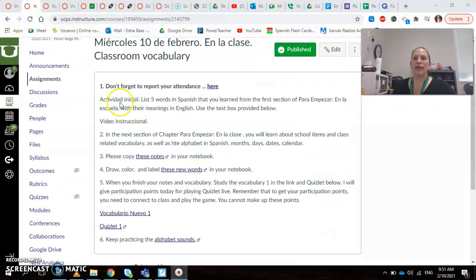Okay, for your actividad inicial, your warm-up, you have to list 5 words in Spanish that you learned from the first section of Para Empezar. That's the section that we just finished. We learned a lot of vocabulary in that first section, so you just need to write 5 new words you learned. Try not to write hola because most of you knew hola before I taught you that. So just use words that you learn.